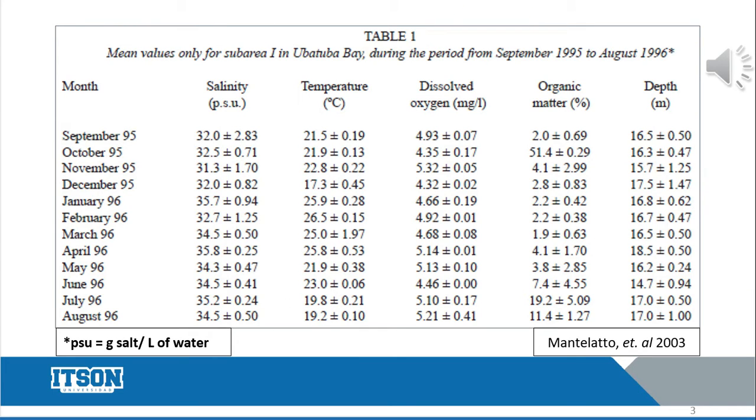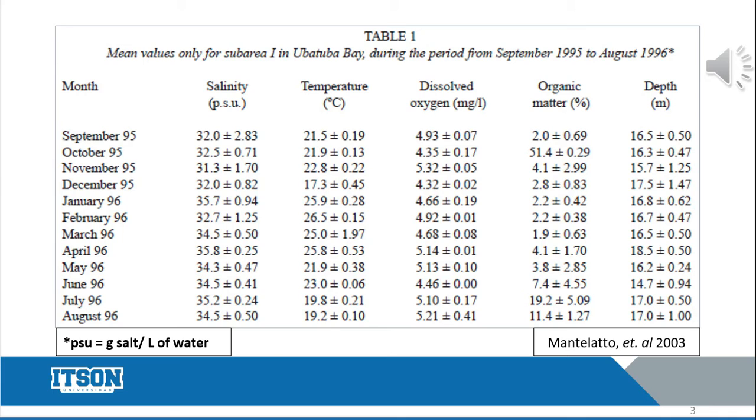This table was extracted from an article written by Mantellato and company in 2003. The data is from 1995, so the numbers may be different if we analyze the land with the same methods today, due to the changes occurring with time. We can see the salinity being kind of high. This is because the place where it was analyzed is a bay.